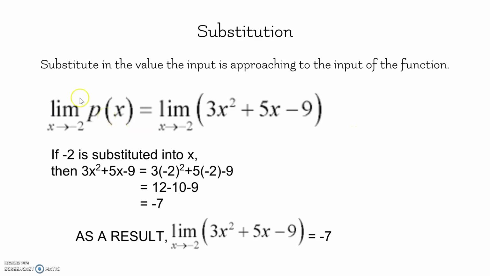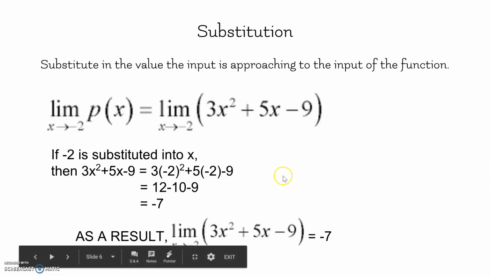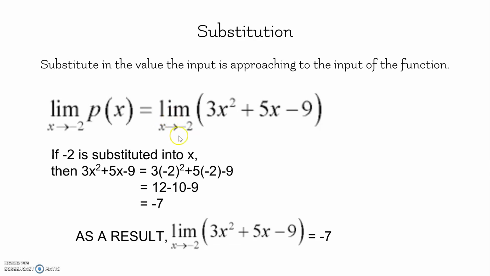Here's an example where p of x is equal to 3x squared plus 5x minus 9. We have to calculate the limit of p of x as x approaches negative 2. The way we can find the limit through substitution for this example is by substituting negative 2 into x. Then 3x squared plus 5x minus 9 would equal 3 times negative 2 to the power of 2, plus 5 times negative 2, minus 9, which is 12 minus 10 minus 9, which results in negative 7. As a result, the limit of 3x squared plus 5x minus 9 as x approaches negative 2 is equal to negative 7.